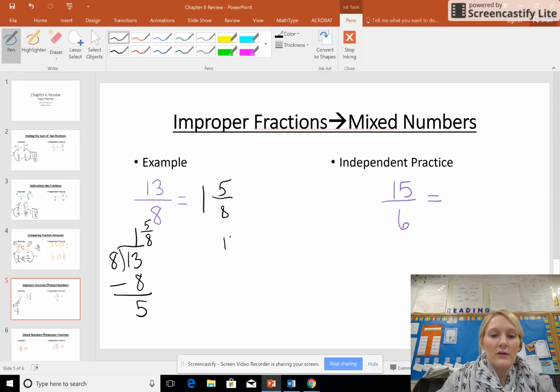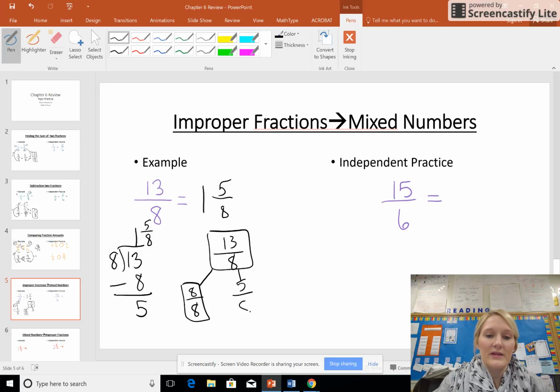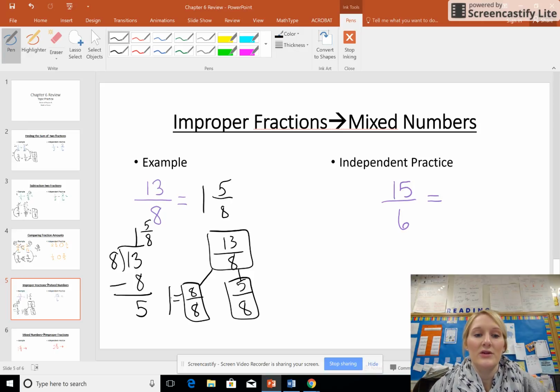I can also take a look at 13/8, and I can use a number bond to break it apart. So if I'm trying to make whole pieces, I'm going to take 8. I would have 8/8 to make 1 whole, and how much left over would I have? 5/8 to make all of the 13/8. So this would equal 1 whole and 5/8. So you get the same answer, whichever strategy is up to you. Go ahead and pause the video to try the independent practice.